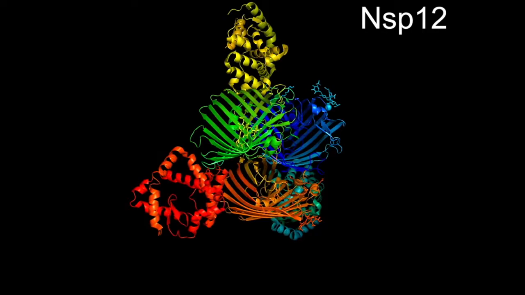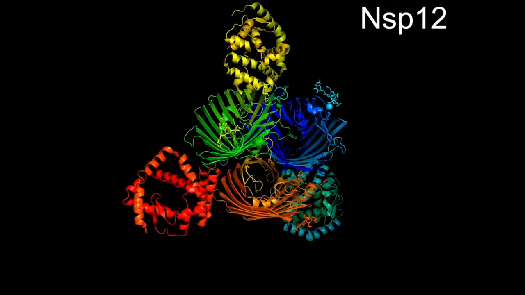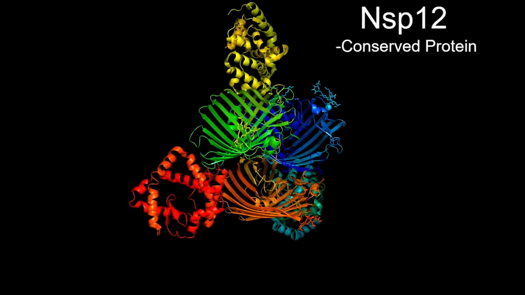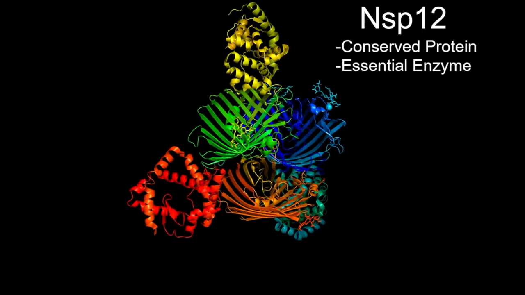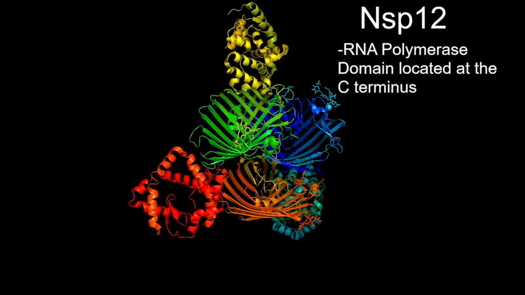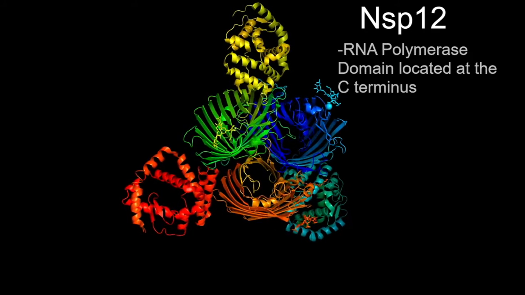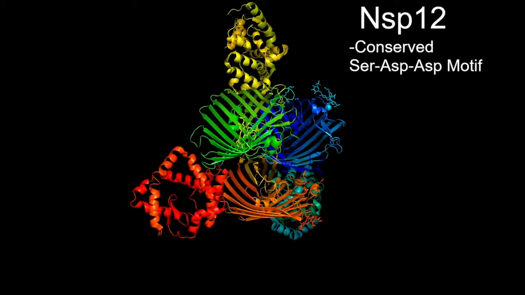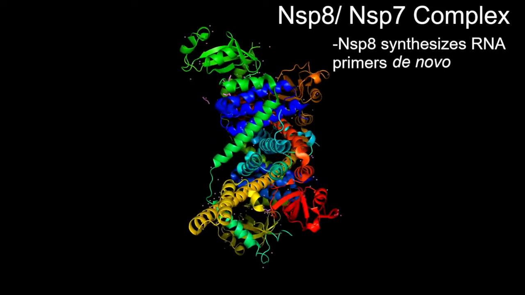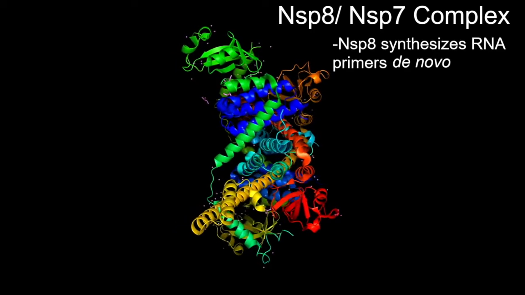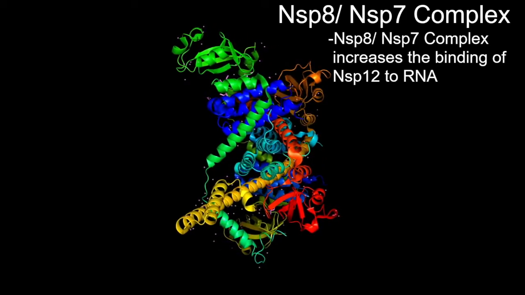One of these targets is NSP12, which is an RNA-dependent RNA polymerase, RDRP. NSP12 is a conserved protein in coronavirus and an essential enzyme of COVID-19's replication and transcription complex. The RNA polymerase domain of NSP12 is located at the C-terminus of every polypeptide chain and has a conserved serine aspartic acid motif. Furthermore, NSP8 can synthesize RNA primers for the NSP12 RNA synthesis de novo. It can also complex with NSP7 to increase the binding of NSP12 to RNA.